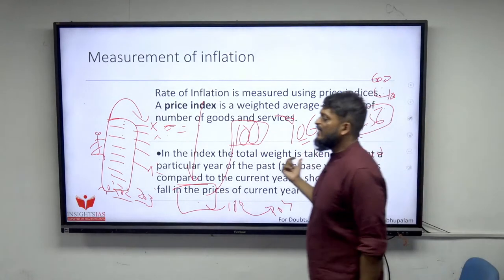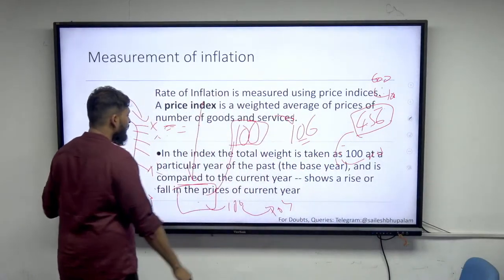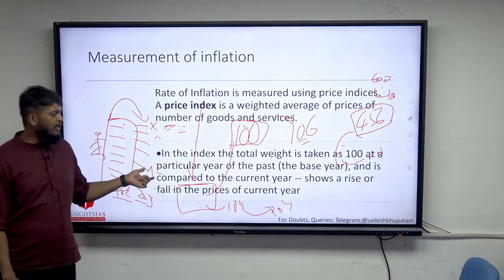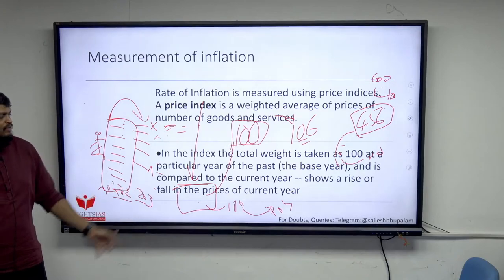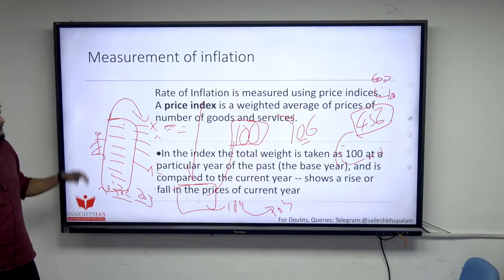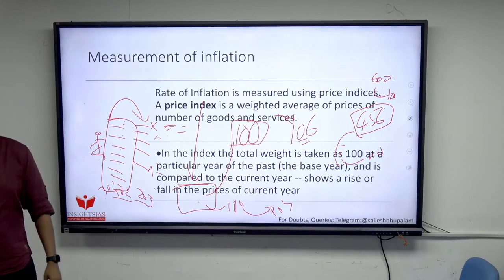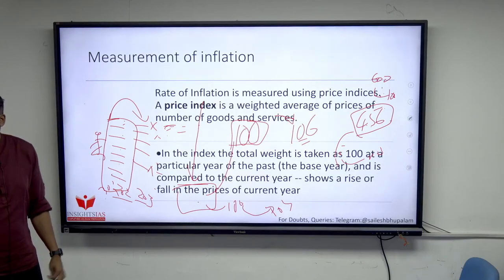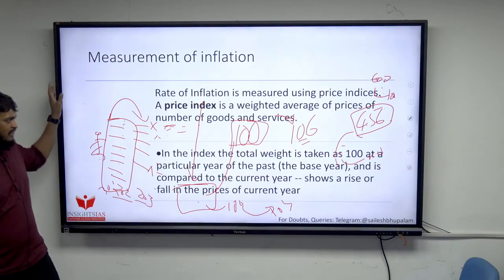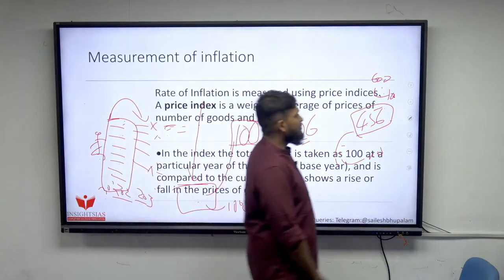When we look at the CPI index, this is what it should tell us. In the index, the total weight is taken as 100 in a particular year of the past, the base year. Compared to the current year, it shows a rise or fall in prices. Imagine base year is 100 and this year it is showing 92. What does it tell us? Deflation has happened. That means prices have actually reduced compared to the base year. Whatever cost 100 rupees in the base year is right now 92 rupees. This is what it shows.